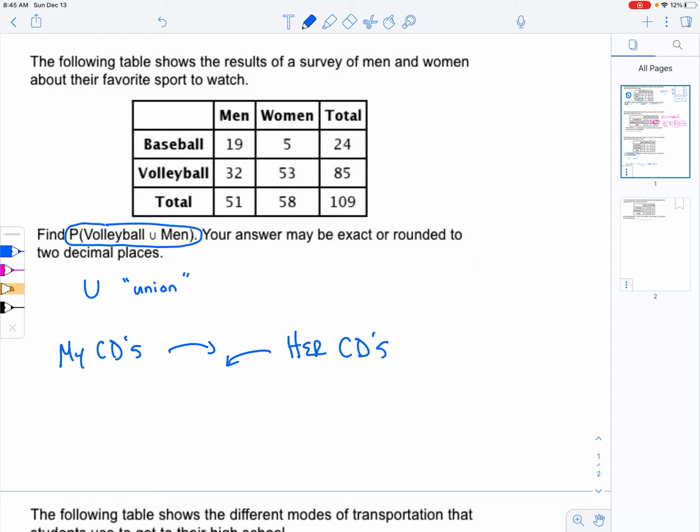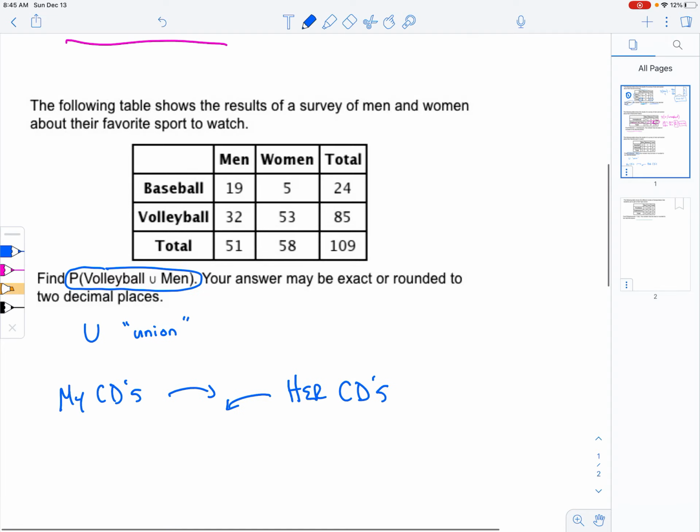Let's say Billy Joel, an artist from the 80s and early 90s. I had his greatest hits, and so did she. So now we had two of these things. We didn't need both of them. So we only really would keep one, and the other one we sold or gave away. So in unions, you want to get everything that you can, but you don't want to list things twice. So with that in mind, here's what it says.